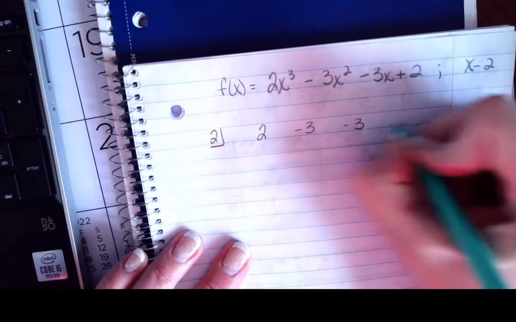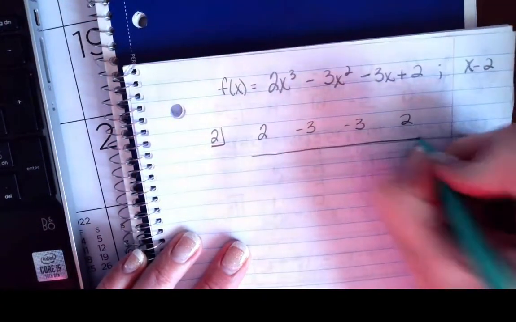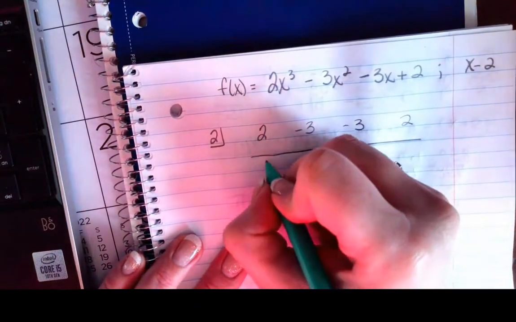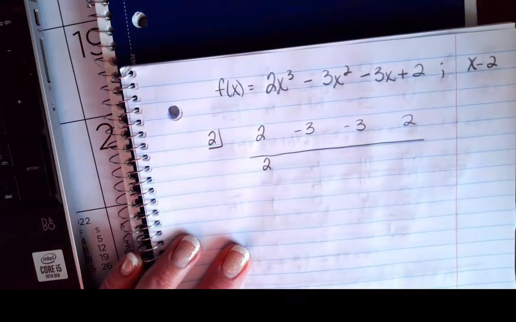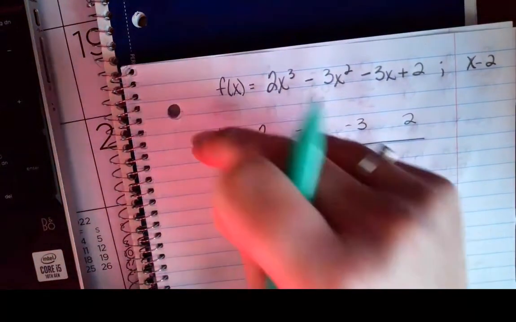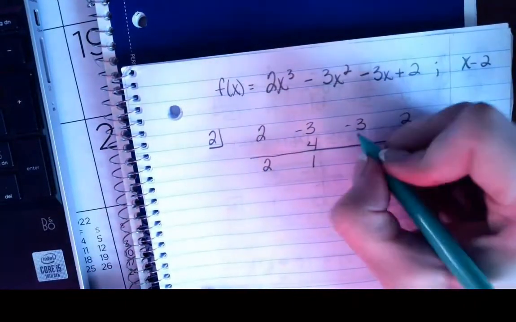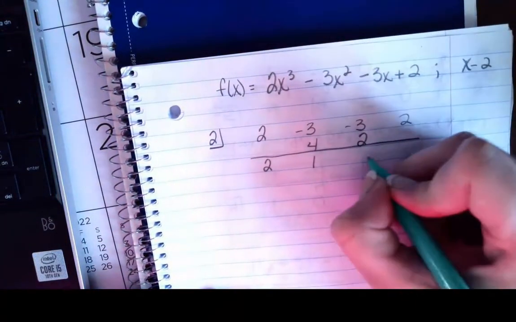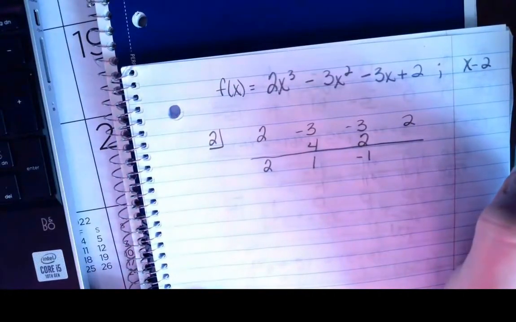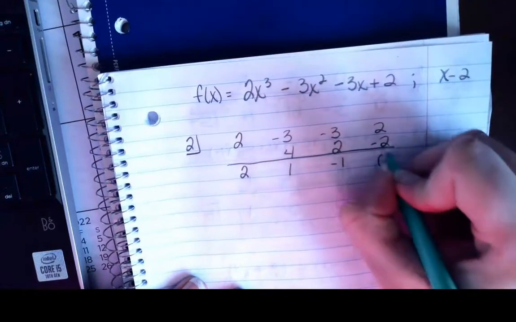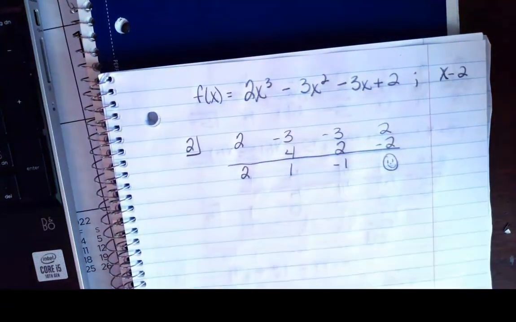So 2, -3, -3, and 2. I'm going to drop this 2, not this one. I'm dropping this value right here to underneath. Multiply, put your answer in the next column, and go. So 2 times 2 is 4, which gives me 1. 2 times 1 is 2. That gives me -1. 2 times -1 is -2, and that gives me a 0.